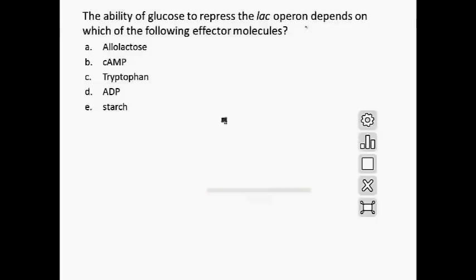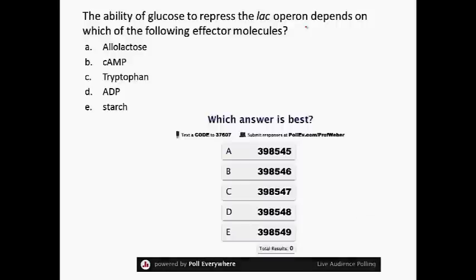So now let's answer this question. Let's break it up. The ability of glucose to repress the lac operon depends on which of the following effector molecules? That's right, cyclic AMP. Because without cyclic AMP present, CAP is inactive. And when CAP is inactive, the lac operon is off.